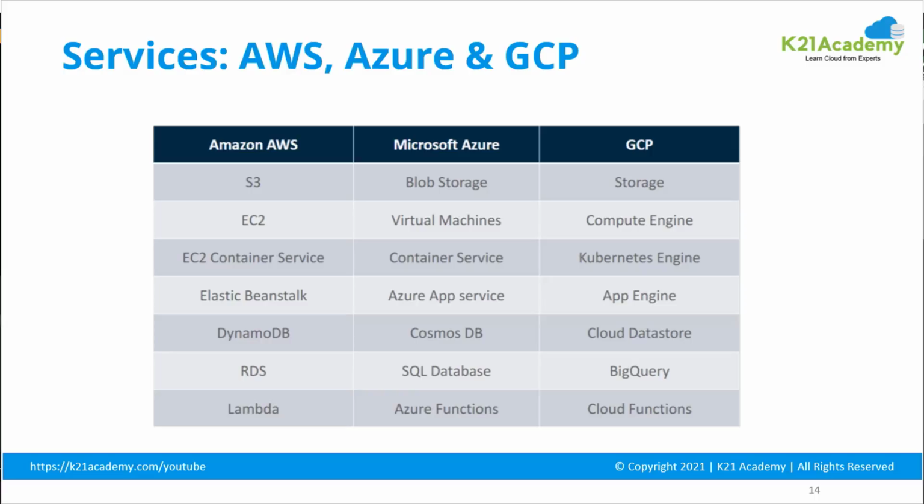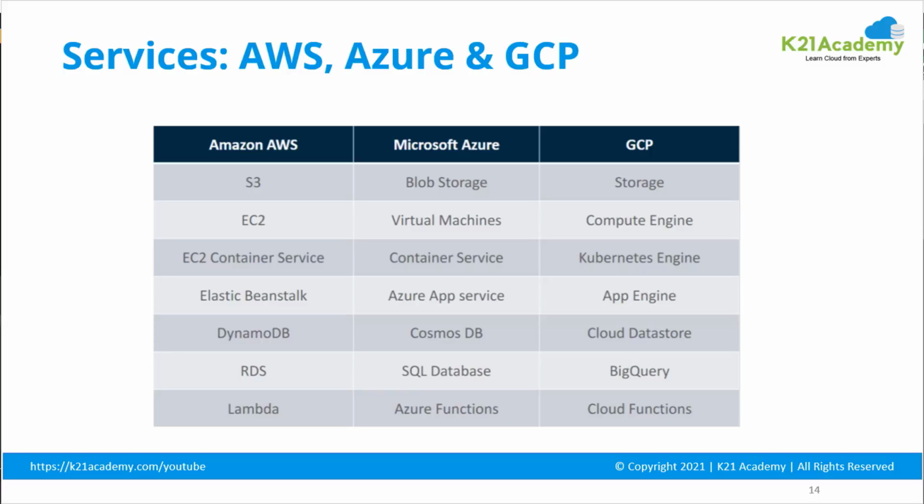So this is object storage. What these are, you can Google it, or we'll cover it when we look at the storage module. But storage in AWS is S3, which is Simple Storage Service. In Azure, it's Blob, and in GCP, it's normal storage. Compute, which is like virtual machines, is called EC2 in AWS, Elastic Compute Cloud. In Microsoft Azure, it's Virtual Machines, and in GCP, it's Compute Engine.